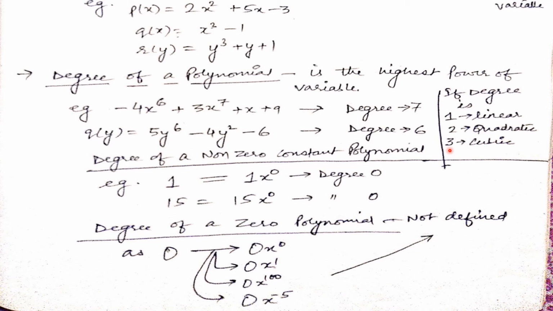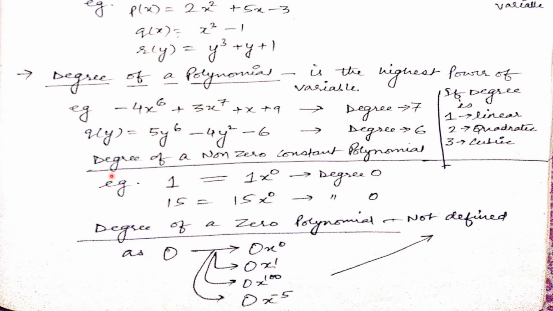We can see the maximum power is 3, as the degree is 3. We call such polynomials cubic polynomials. So just now we learned two types of polynomials. One on the basis of number of terms. On the basis of terms, they are monomial, binomial, trinomial, and polynomial. On the basis of degree, they are linear, quadratic, cubic, and so on. In our course, we have till cubic only.